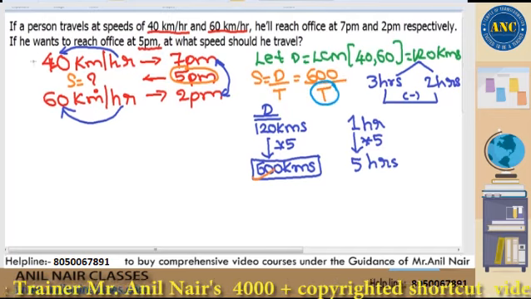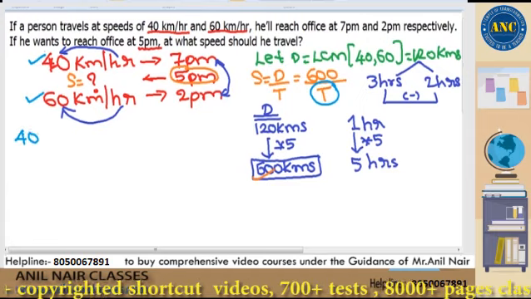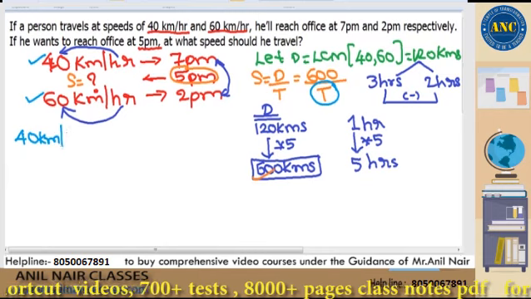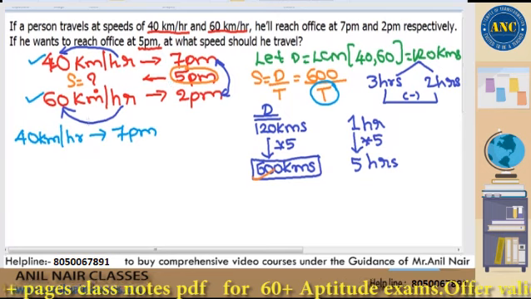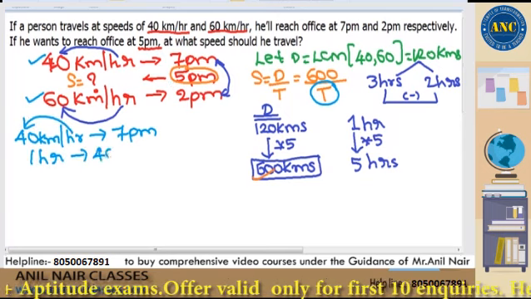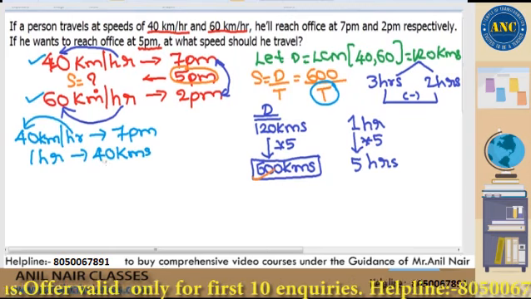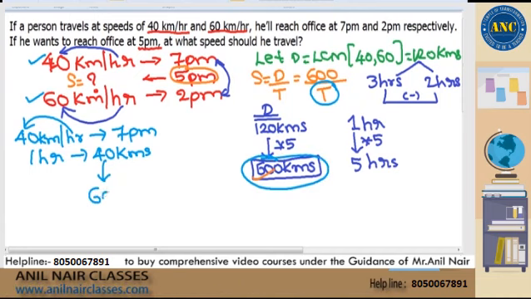Now see here. I have two conditions, top and bottom. You take any condition of your choice, you will get the same answer. Suppose I take the top condition, 40 kilometers per hour, I will reach at 7 p.m. 40 kilometers per hour means in 1 hour I will cover 40 kilometers. But I should actually cover 600 kilometers. 40 is becoming 600, multiply by 15. 40 into 15 is 600. 1 also multiply by 15. 1 into 15 is how much?